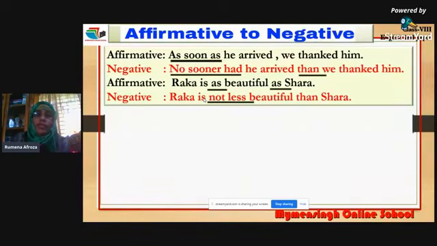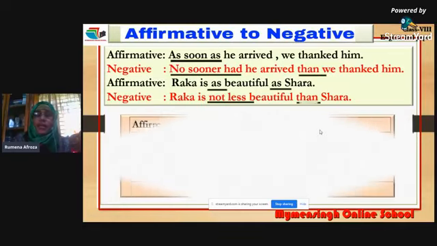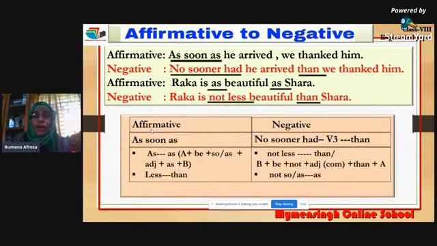Okay, what is the difference between affirmative and negative? Negative form: Raka is not less beautiful than Shara. Here, not less and then than are used instead of as. Okay, this is clear. If you find as, you just use not less than. First as becomes not less, second as becomes than. Okay.